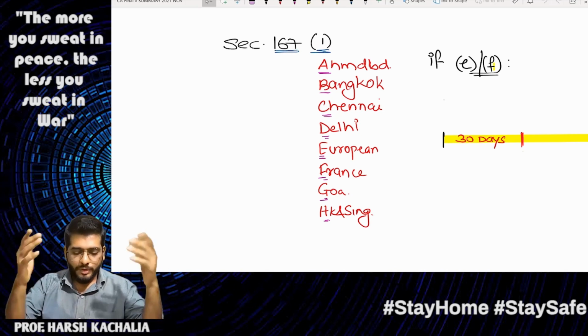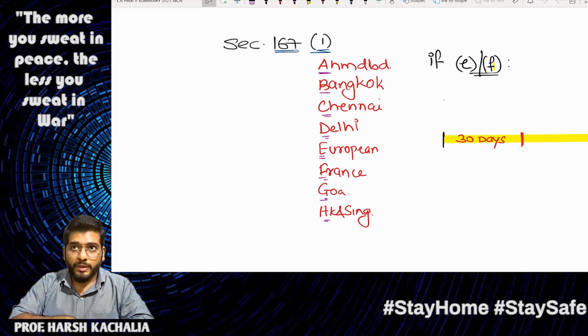Simple. Okay. Bangkok, what happened? Sir, I stayed there for more than 12 months. Perfect. If you stayed there for more than 12 months, it means you did not attend the board meetings in any company for a period of more than 12 months. Yes or no? You have to vacate the office.